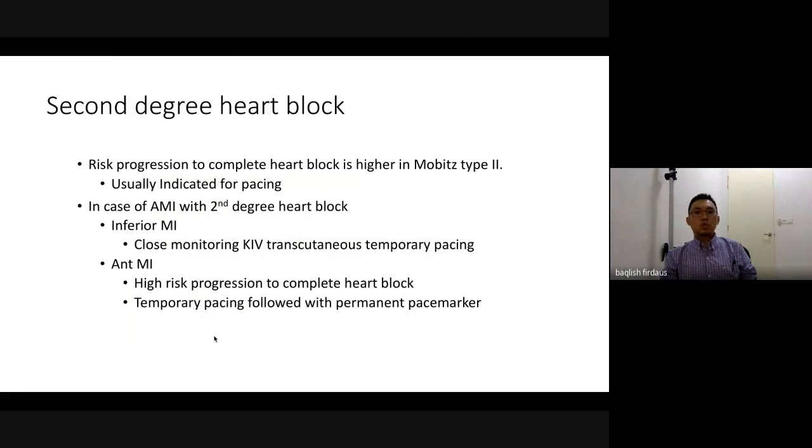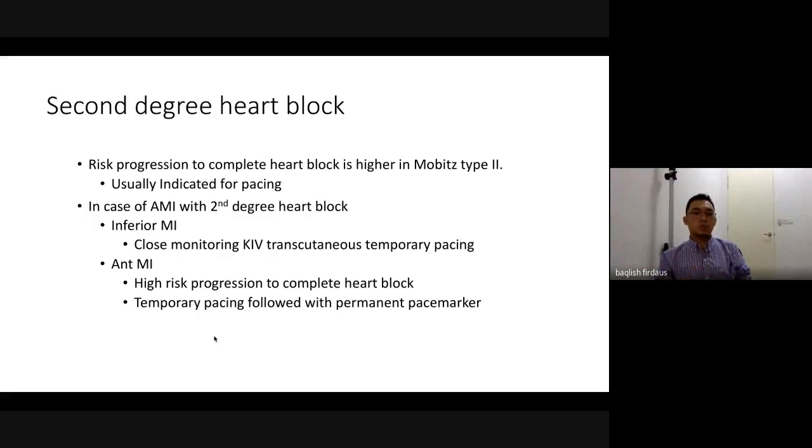The risk of progression to complete heart block is higher in Mobitz type 2, and usually it is an indication for a permanent pacemaker. In acute MI with secondary heart block, it can usually be found in patients with inferior MI. We just need to monitor whether the patient has any symptoms. If the patient has symptoms of bradycardia like giddiness, loss of consciousness, or heart failure, we must consider inserting a temporary pacemaker, or if the heart rate is less than 30.